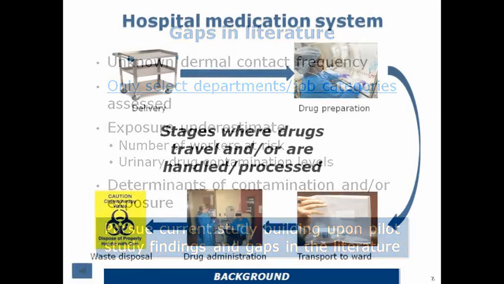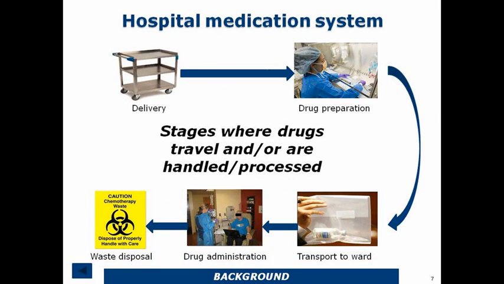Also, in the literature, only select job categories as well as departments were assessed previously. What I mean by that is that there's actually a hospital medication system associated with these drug products. Basically, it has to be initially delivered to the site, either directly to the pharmacy or to the shipping and receiving department. Then we all know there's drug preparation, so a lot of studies have looked at the drug preparation area, and that's generally done in the pharmacy under the biological safety cabinet.